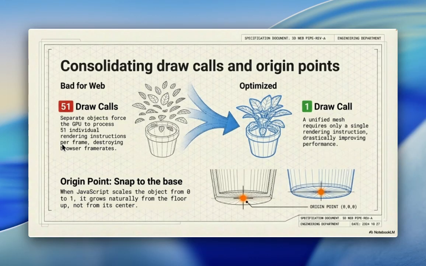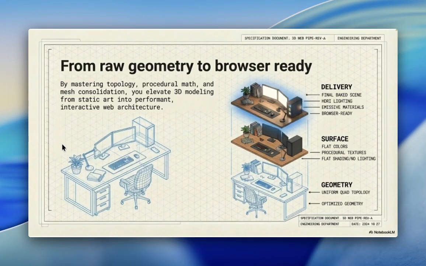Origin point. Snap to the base. When JavaScript scales the object from 0 to 1, it grows naturally from the floor up, not from its center. From raw geometry to browser ready. By mastering topology, procedural math, and mesh optimization, you elevate 3D modeling from static art into a performant interactive web architecture. Delivery, final baked scene, hardware lighting, immersive material, browser ready, flat colors, procedural structure, flat shading slash no lighting, uniform quad topology, optimized geometry.